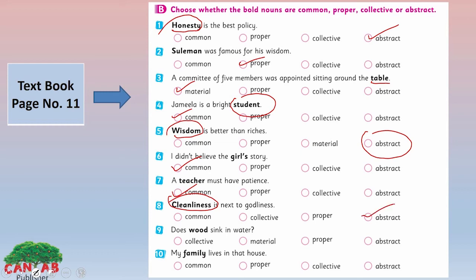Look at the ninth one. Does wood sink in water? Yes, it's a material noun. We can touch it. Look at the 10th one. My family lives in that house. Yes, it's a collective noun.